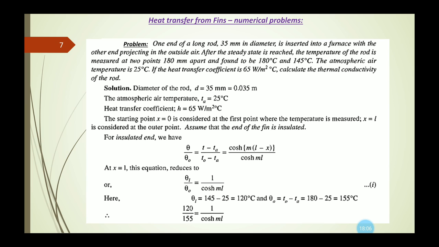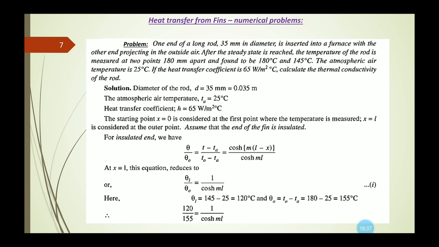Now at x equals L, in the above equation, we put the value of x equals L, then we are getting theta L by theta naught. This is actually 1 by cosh mL. Now theta L equals 145 minus 25, which are the values given in this numerical, which is 120 degrees centigrade, and theta naught equals T naught minus TA, which is 155 degrees centigrade.